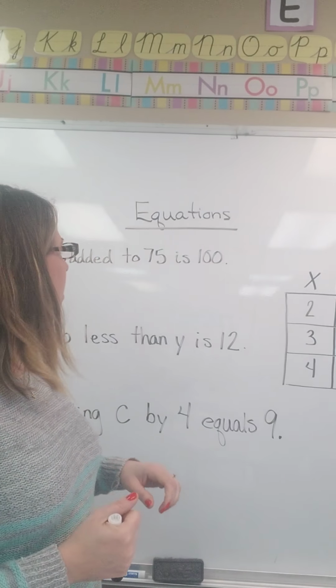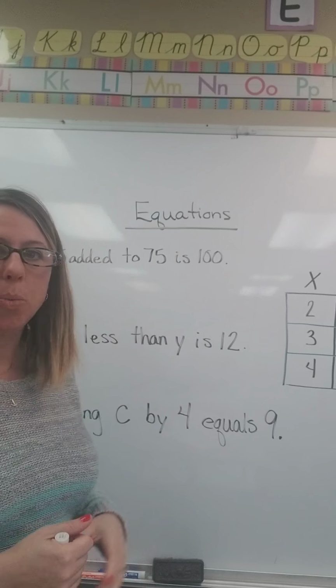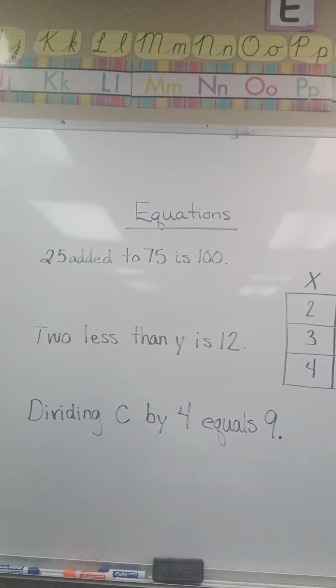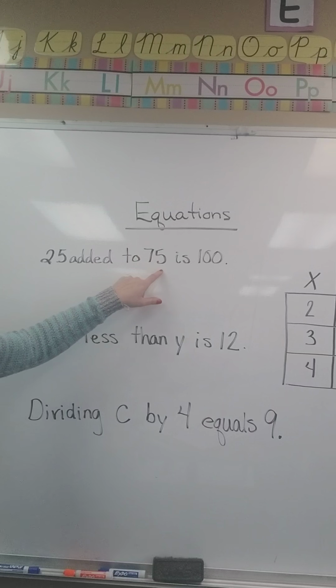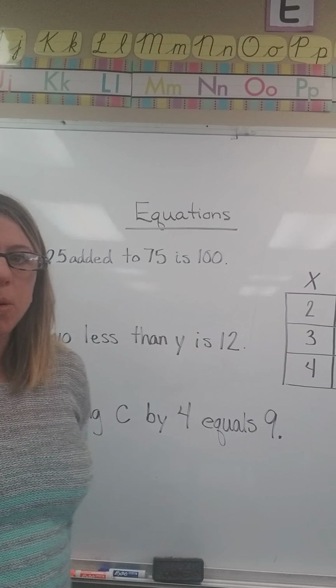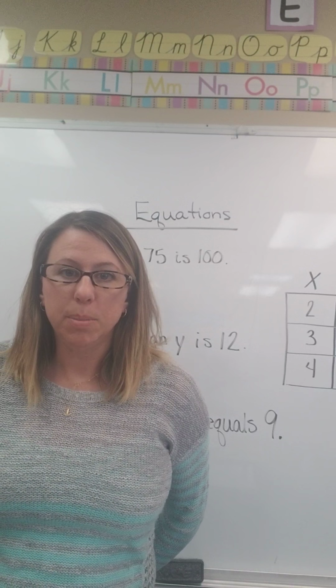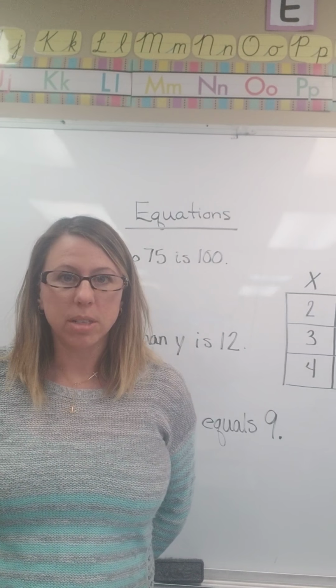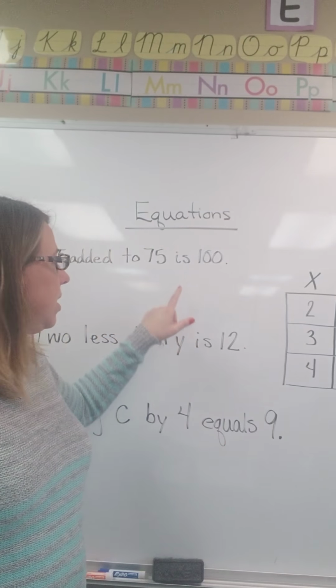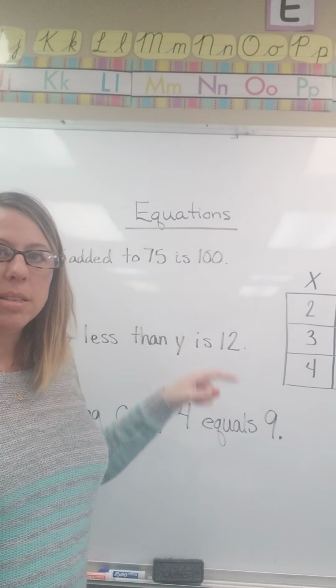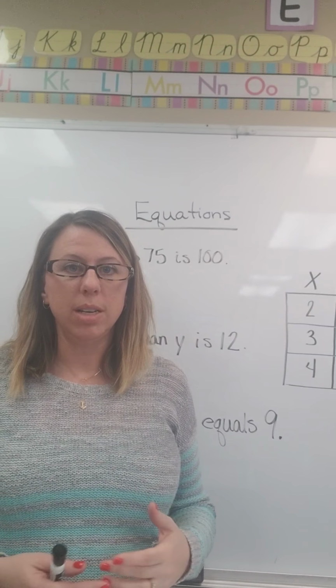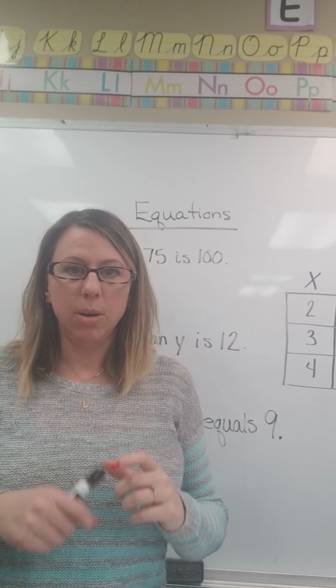So we're going to start with when it is written with words. You can see up here, I have 25 added to 75 is 100. And when we have an equation that's written in words, we have to actually put that into numbers. And you'll see the word is here. Is another word for equal. So anytime you see is, put an equal sign in there.